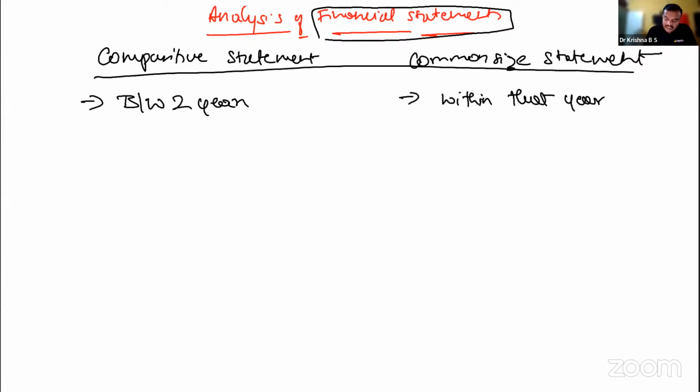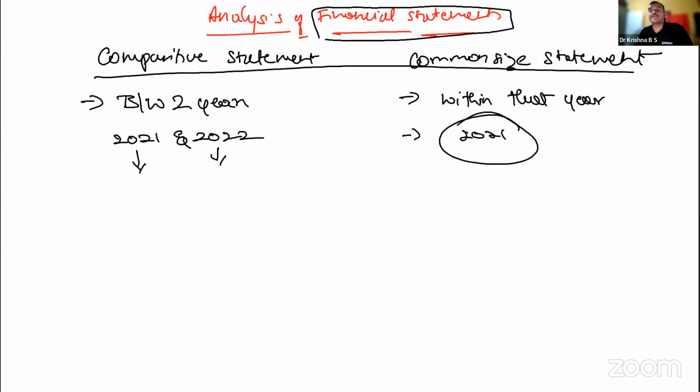For example, in comparative statement I will compare 2021 and 2022 statements. I will take 2 statements and compare what was the position last year, what is the position this year. But in common size statement, I will take only 2021 and compare within this. This is common size statement. Point number 3, this gives the information on the growth compared to years. Last year this was my performance, this year this is my performance, and from last year to this year this is my growth or my downfall. This is what we are going to get in the comparative statement.